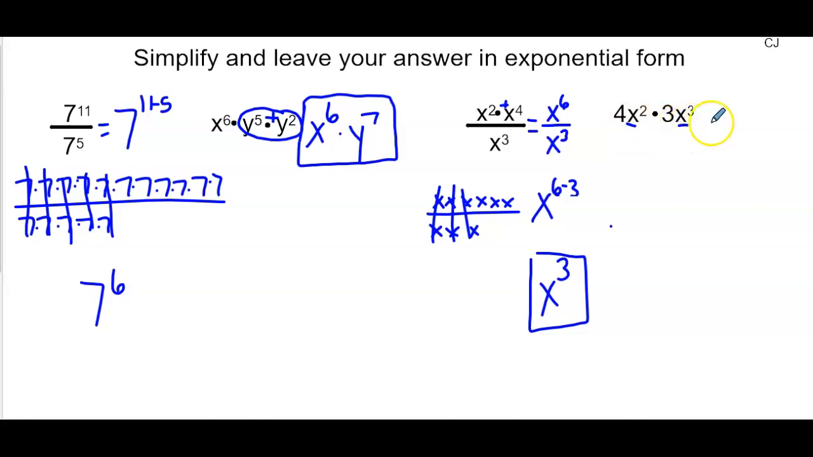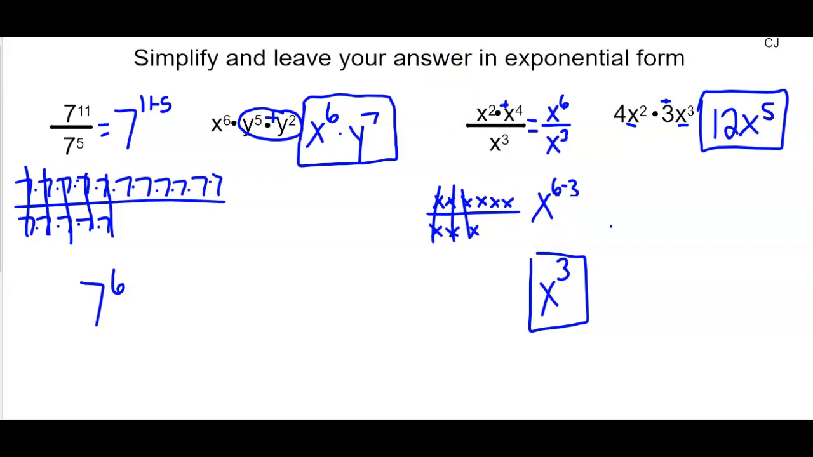All right, over here we are multiplying with the same base. X is our base, so that's what's going to stay the same. And then we're going to add our exponents. 2 plus 3 is 5. The 4 and the 3, those are just numbers. They are not bases. They are not holding up exponents, so we would multiply them. 4 times 3 is 12.